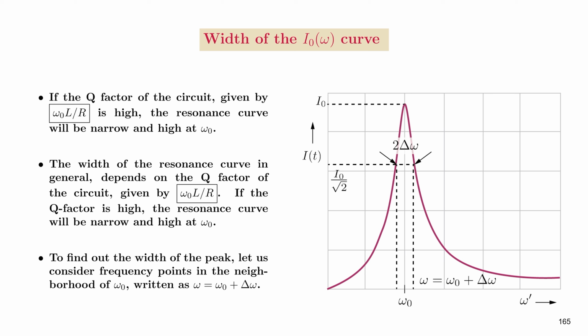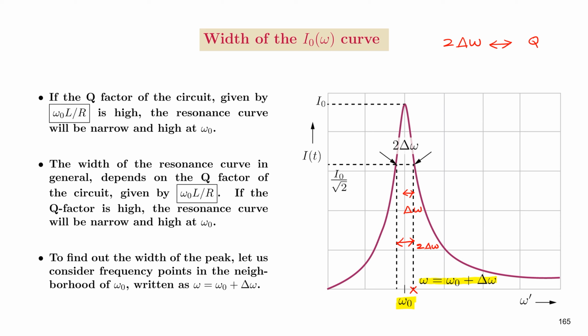We shall now try to find out an expression for the width of the resonance curve. We'll indicate the width of the resonance curve as 2 times delta omega, and then we'll try to relate that mathematically to the Q of the circuit. Let us assume that our circuit is resonating at omega 0. We'll consider a point in the neighborhood of omega 0, located at omega equal to omega 0 plus delta omega. So this width is delta omega, and the entire width is 2 times delta omega.